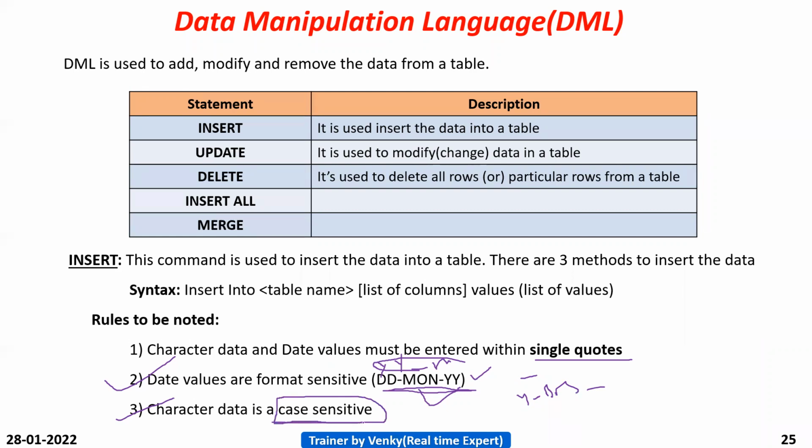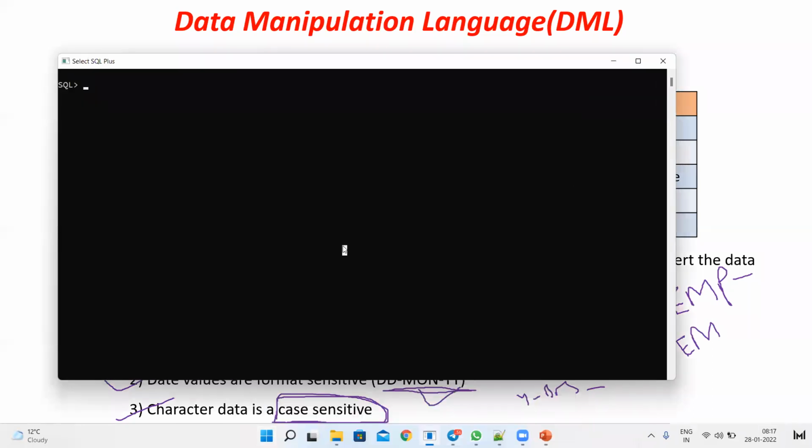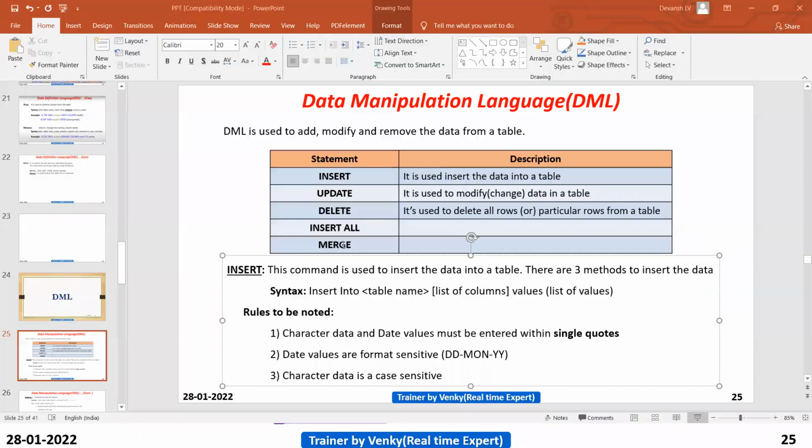Case sensitive in the sense, for example, if you declare the table name as capital EMP, then it will take capital. If you declare the table name as small emp, that will take capital only. For example, create table, table name is some A_1. Okay. Next, number data type I am giving. Table is created.